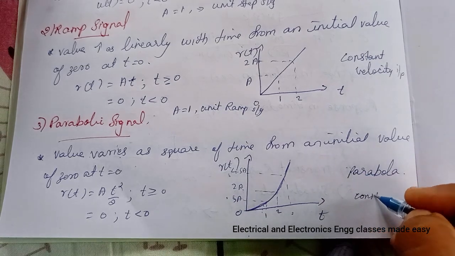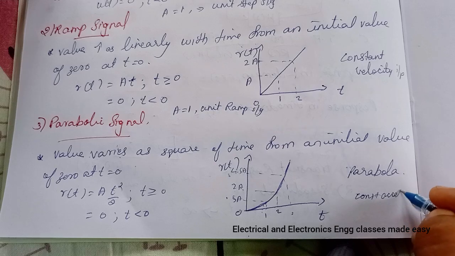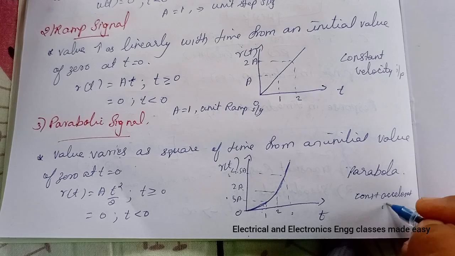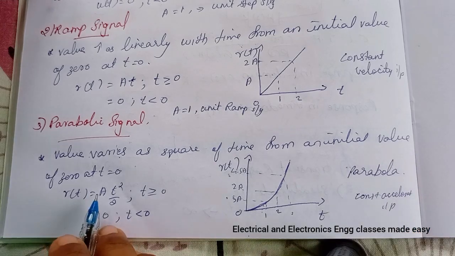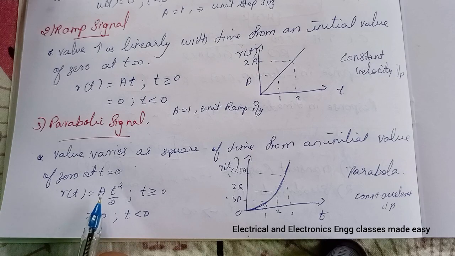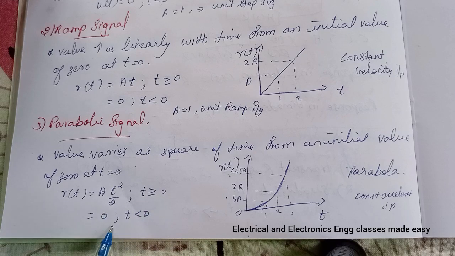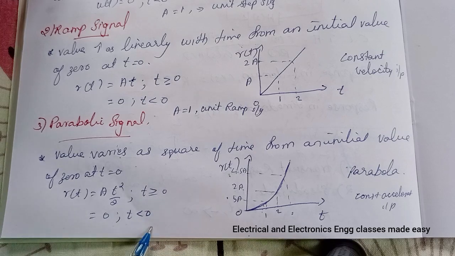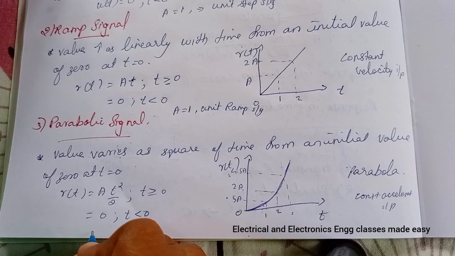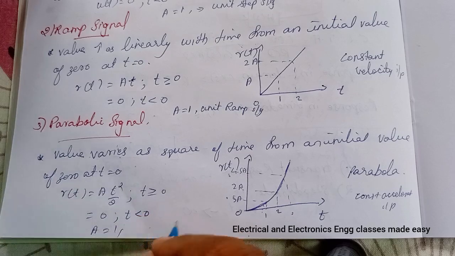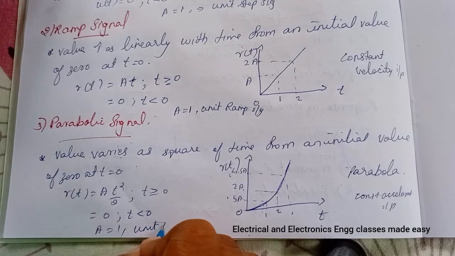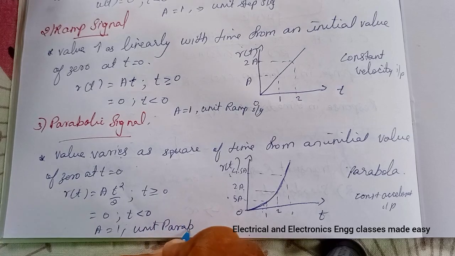to the system, and its value is given by r of t is equal to a into t square divided by 2 for t greater than or equal to 0 and equal to 0 for t less than 0. Here also when a equal to 1, it is called unit parabolic signal.